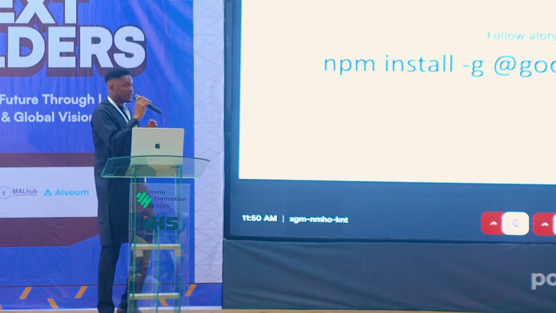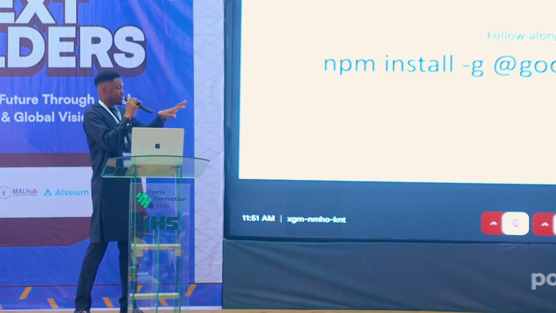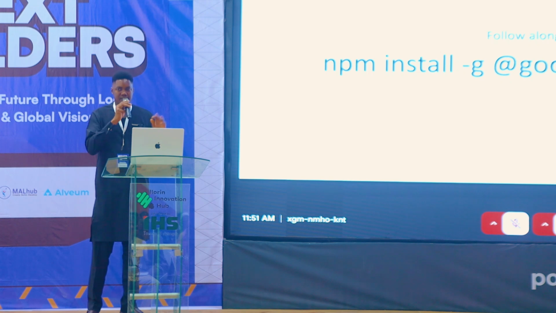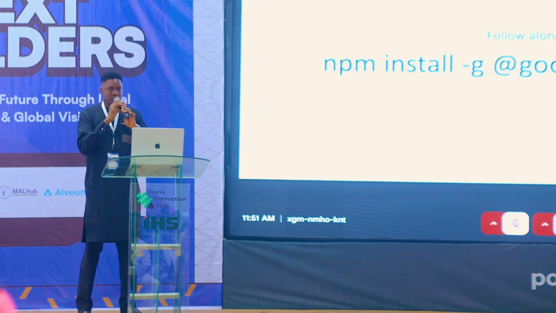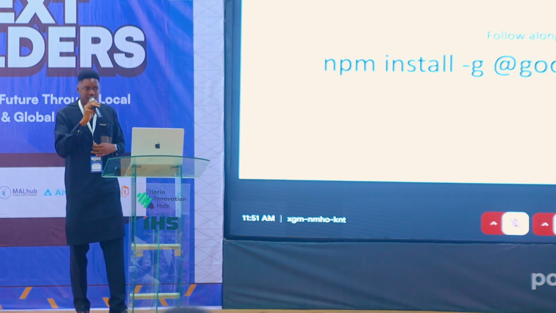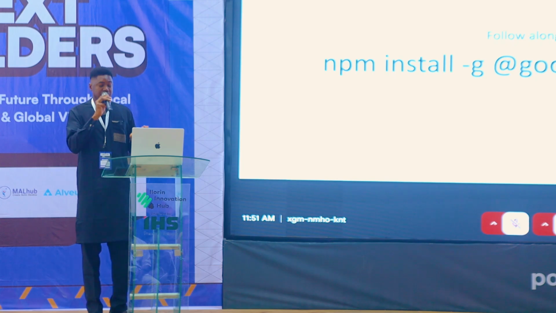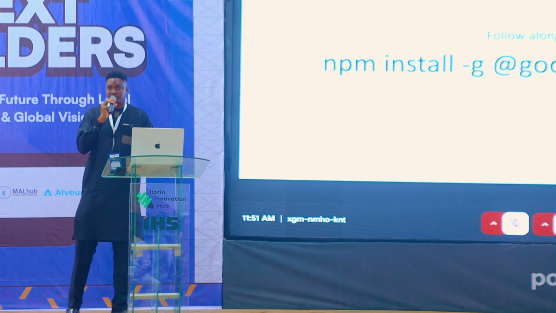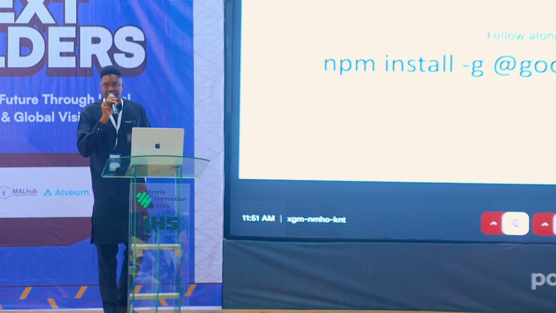And if you want to follow along, all you need to do is open the terminal on your computer and run this command, and you'll be able to install the Gemini CLI. The only thing you need to have is Node.js, right? Because before you can use npm, you need to have Node.js installed. So that's the only thing you need to get started with Gemini.